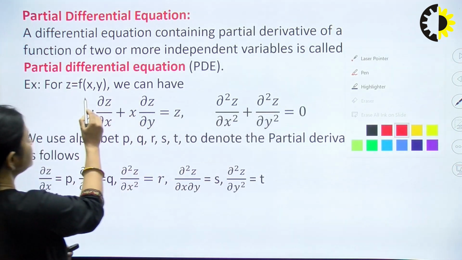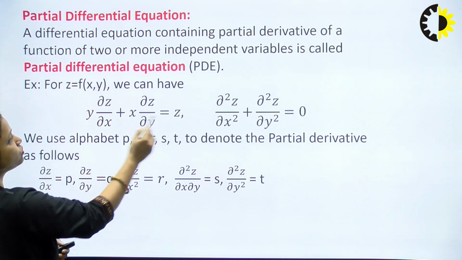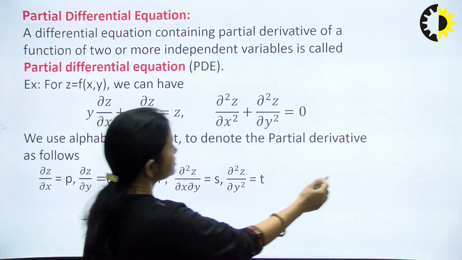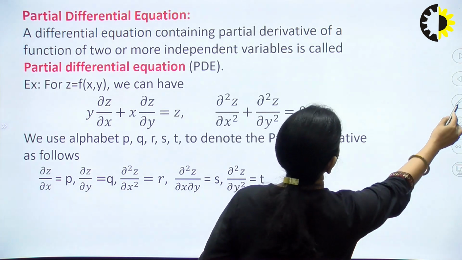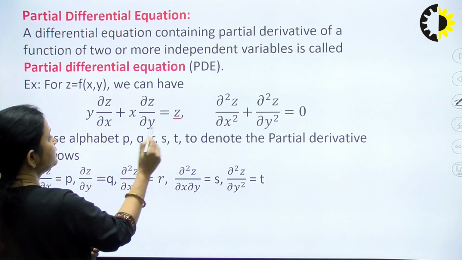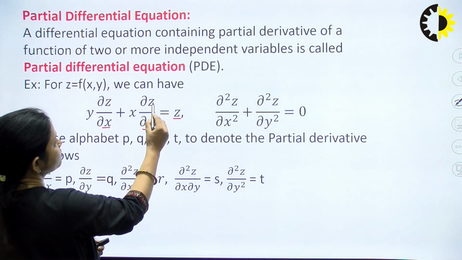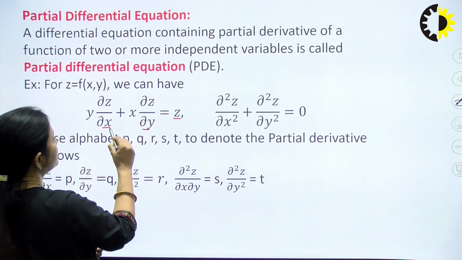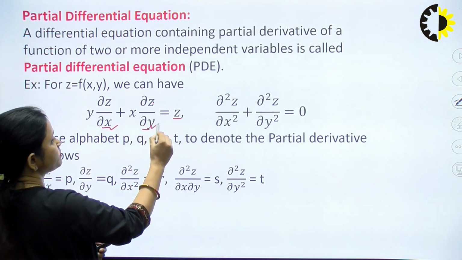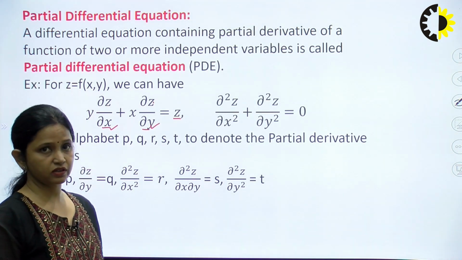See, for example, for the function z is equal to f(x, y), you can see two equations, first and second. These two equations contain dependent variable z, independent variables x and y, and the partial derivative of z with respect to x and with respect to y. So these are partial differential equations.